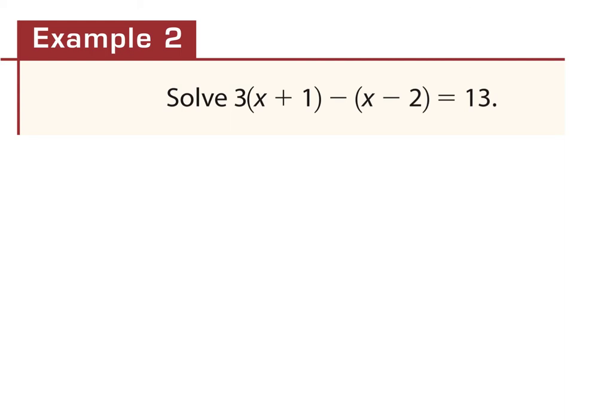This one's a little more complicated. In order to simplify this, I first have to do what? I can't combine like terms yet. What do I need to do? Yeah, distribute. So I have a 3 here, and I have a negative 1 here.